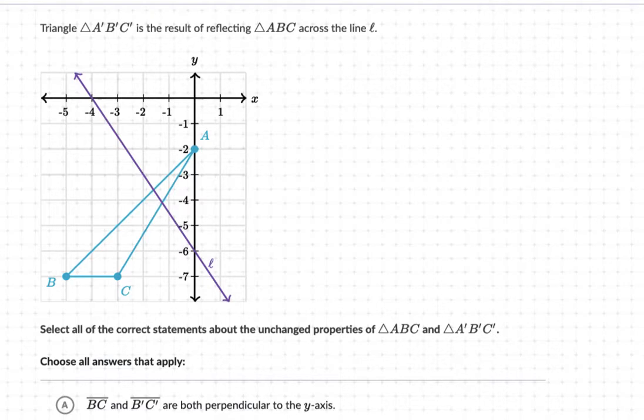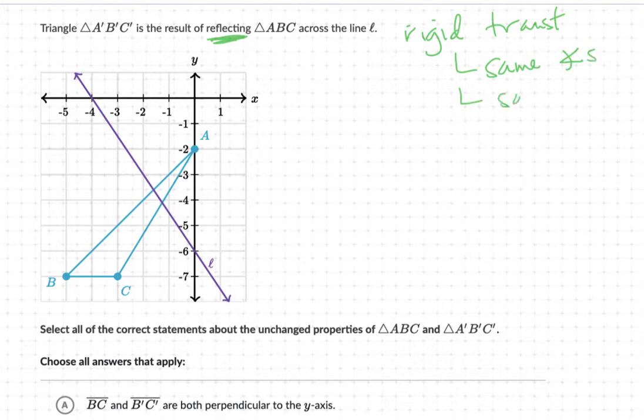For this problem, they're saying that triangle A prime, B prime, C prime is the result of reflecting triangle ABC across the line L. We know reflection is a rigid transformation, so that means we have the same angles in our clone, and we also have the same sides in our clone. Okay, it's a reflection. Let me just go ahead and sketch what this would possibly look like.